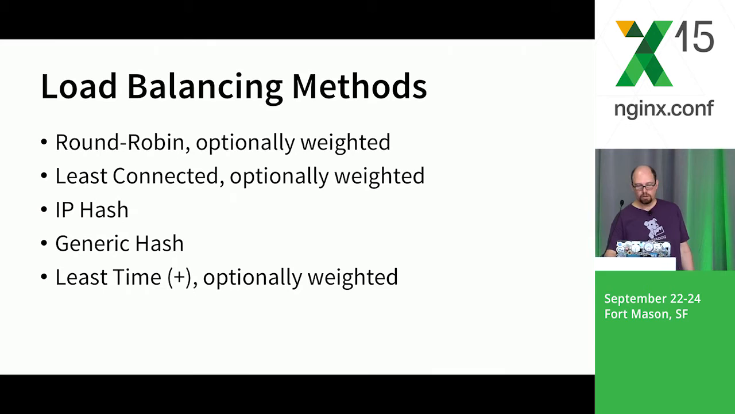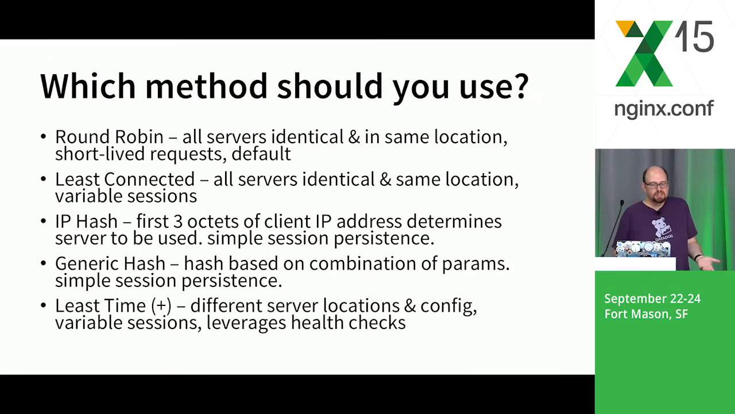Okay, cool. So that's great, but which one do I choose? Well, it depends on the kind of things that you're serving out. Round robin is great if all the servers are identical, all the locations are identical, all the requests are maybe not short-lived, but at least the same length, and it's the default. If you don't make any changes, that's what you're going to get. Least connected is really good if, again, all servers are identical, all servers in the same location, but sessions are variable. Sessions have a different length of time that they live.